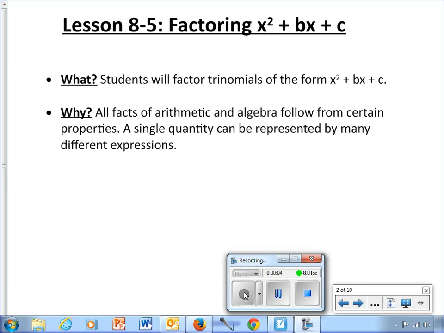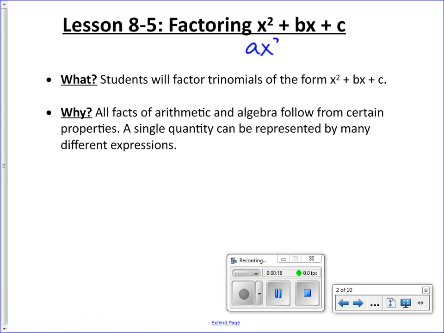This is lesson 8-5, factoring x squared plus bx plus c. One thing that you should probably realize is we will, in the next lesson, be factoring trinomials of the form ax squared plus bx plus c. But the ones that we are going to do today, a is equal to 1, and so we don't have to show the a. All right, here we go.